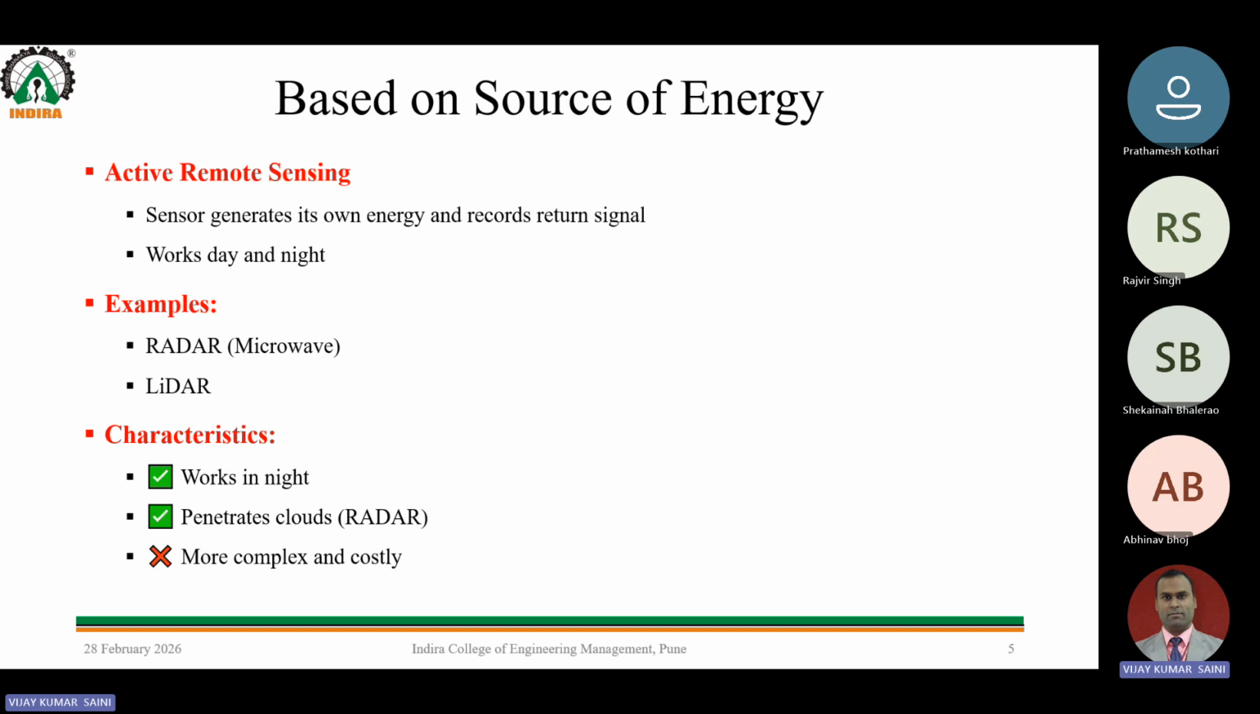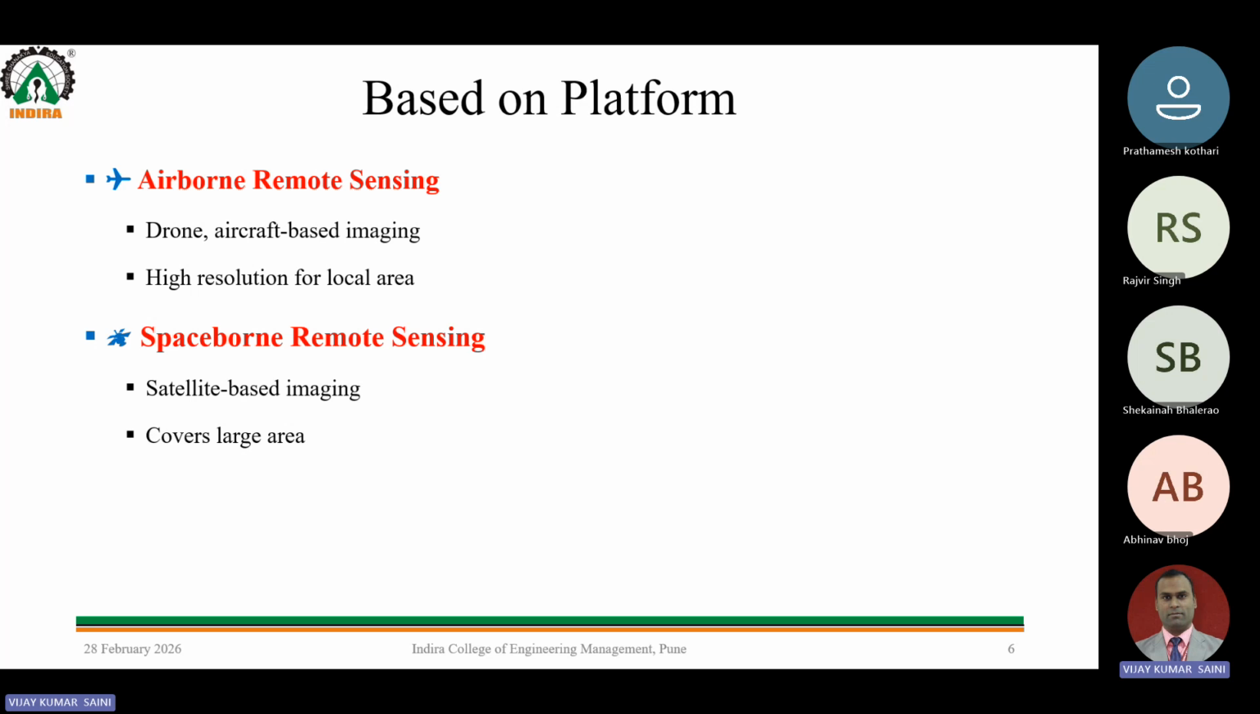Characteristics wise, it works at night also, as talked about. Next, it penetrates through clouds, because whenever you are sending signals or radiation, sometimes they get refracted and don't reach the desired location or the end user. But the best part is that it penetrates through the cloud. But obviously, in that sense it is more complex and costly also.